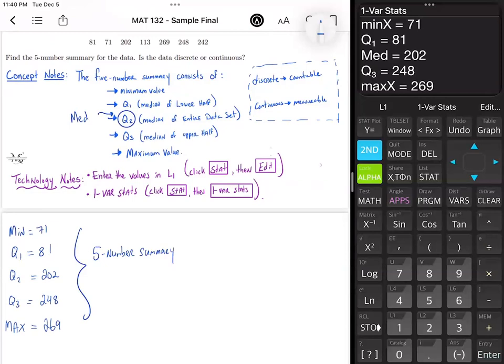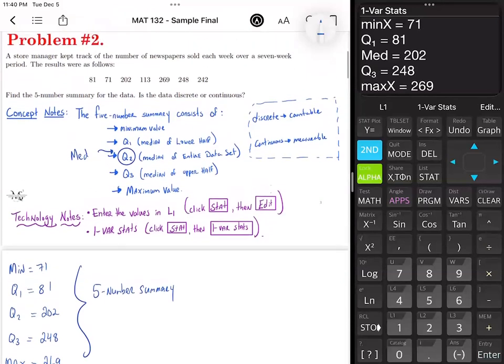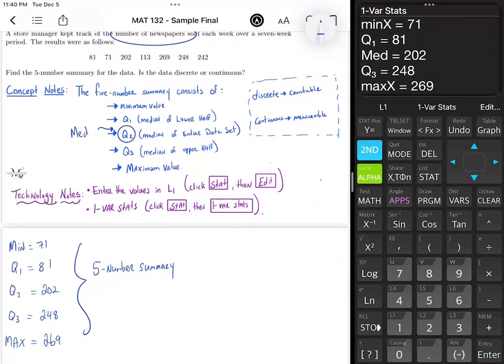Okay, so now we have to determine whether or not the data set is discrete or continuous. Well, it states that the store manager keeps track of the number of newspapers that were sold each week. Now, the key phrase there was number of. So therefore, number of newspapers would imply that the data set is discrete.